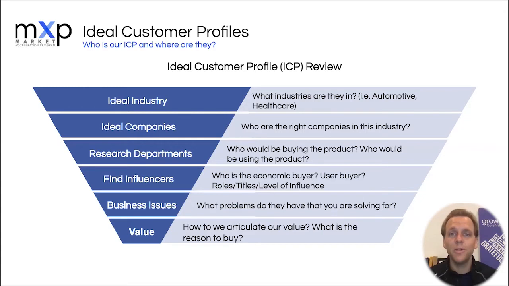From there, once you understand the department, then you can understand exactly who within that department is the economic buyer. Almost always it's the head of that department, but that's really the only person you care about. You're going to have technical buyers and user buyers, but all of your information as far as your ICP, your messaging, it should always be focused on your economic buyer.